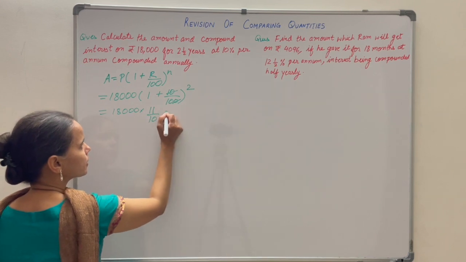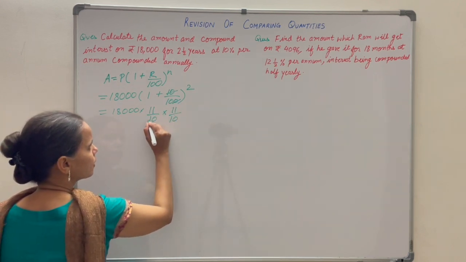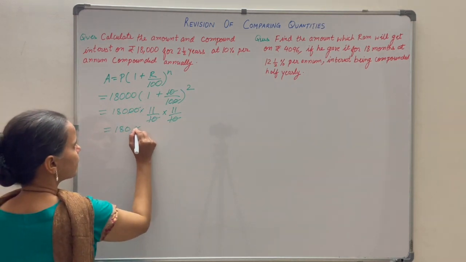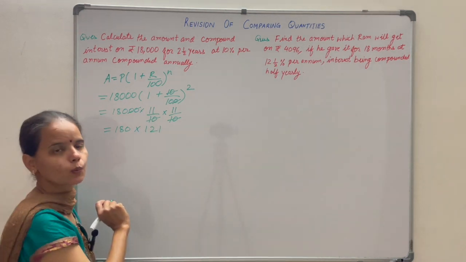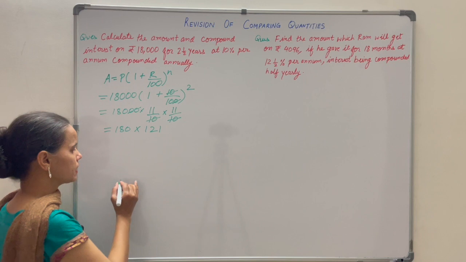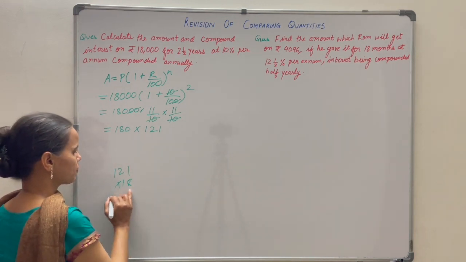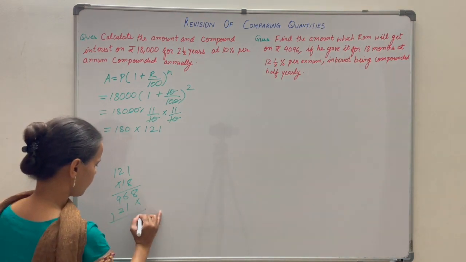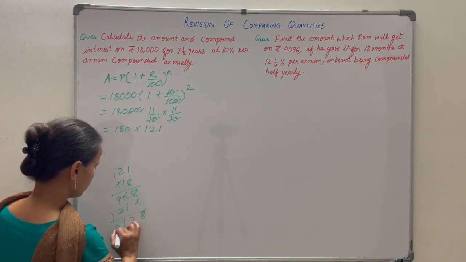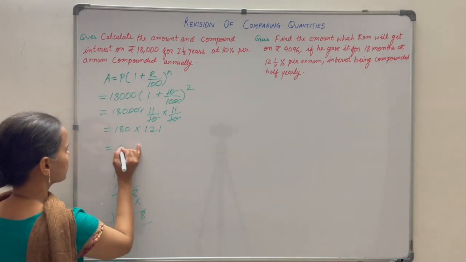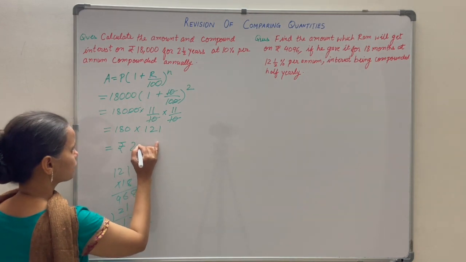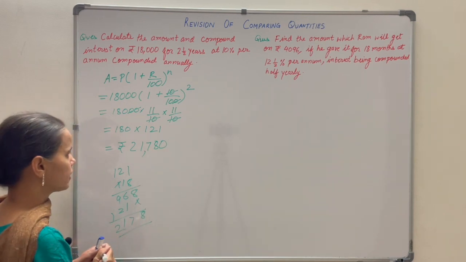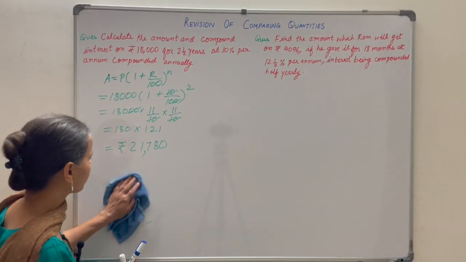So that is 11 upon 10 into 11 upon 10. You can cancel the zeros. So it is 180 into 11 into 11 is 121. Now let us multiply 18 into 121. If you multiply, here you get 2178. So here you get rupees 2178 and this 0. So it is 21,780 is the amount at the end of the 2 years.